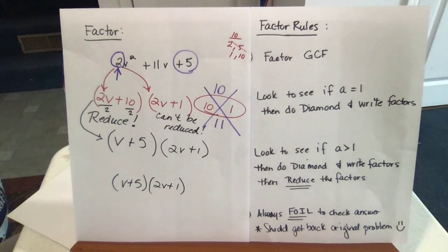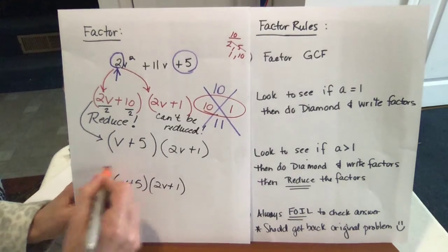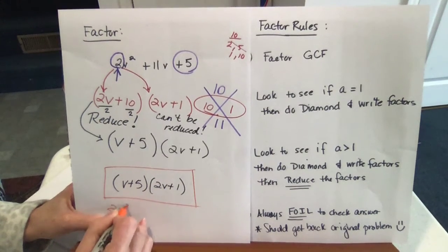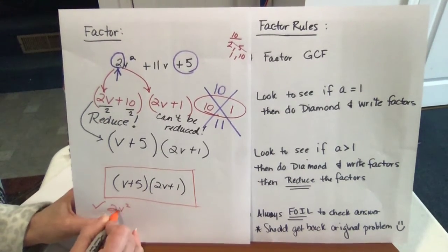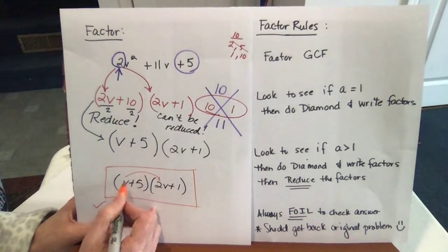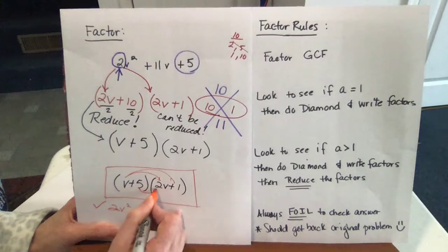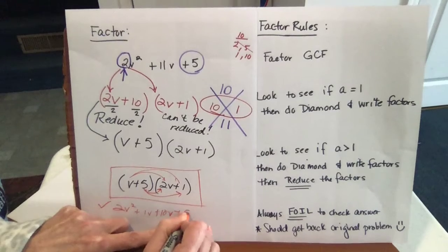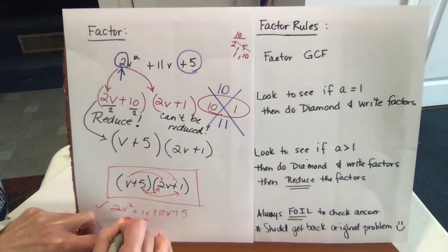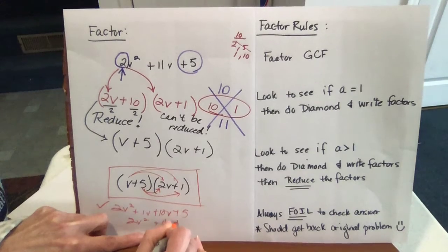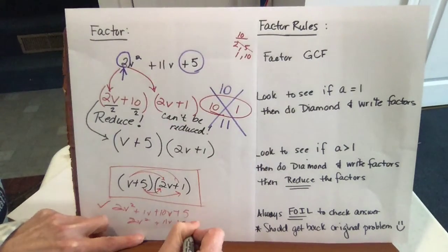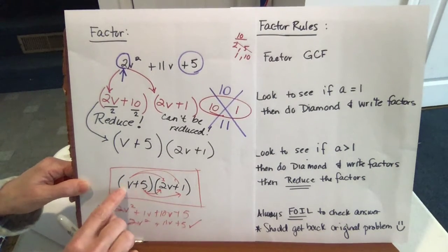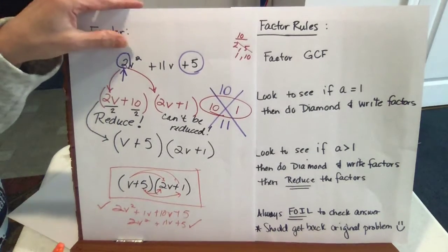Now here I'm going to do a quick check with you so you can see how this works. And how do you know that you're correct? v times 2v is 2v squared. This is my check. Okay, so that's v times 2v. v times 1 is 1v. 5 times 2v is 10v. And 5 times 1 is 5. So we get 2v squared plus 11v plus 5, which is what we had in the beginning. So it checks. So our final answer is boxed. Okay, it's the quantity of v plus 5 times the quantity of 2v plus 1.